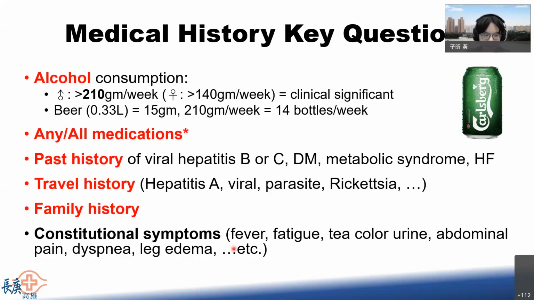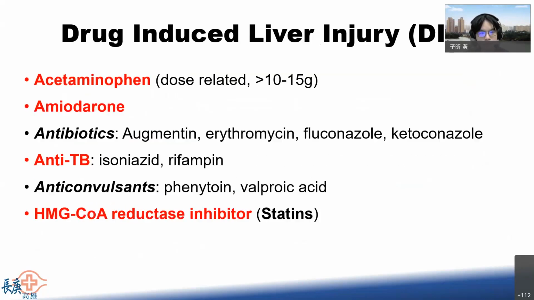And last but not least, there are constitutional symptoms for all patients. And here are the constitutional symptoms for liver disease, such as fatigue, tea-color urine, abdominal pain. There may be dyspnea or leg edema due to hypoalbuminemia, etc. So these are some important questions that you want to ask when you're approaching a patient with a liver injury.